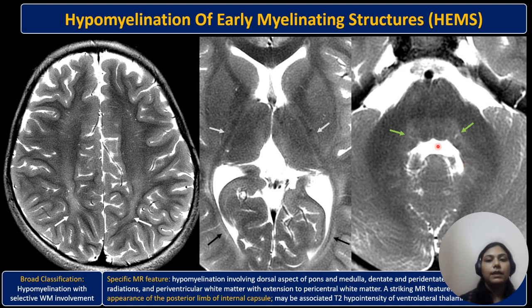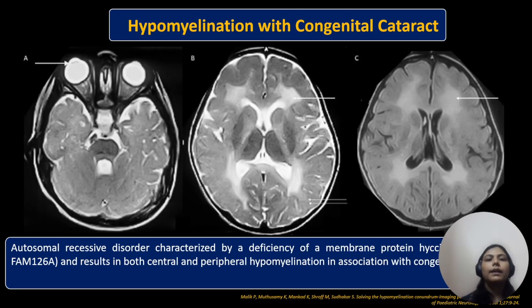Now, apart from these features, there is also presence of a characteristic trilaminar appearance to the posterior limb of internal capsule where there is alternating hyper, hypo and hyper intensity. This can be very specific for this disorder, although this is very rare, but when present, we can suggest this diagnosis.